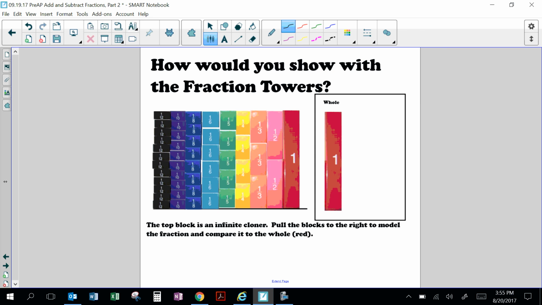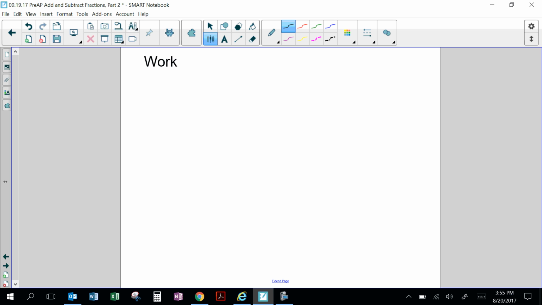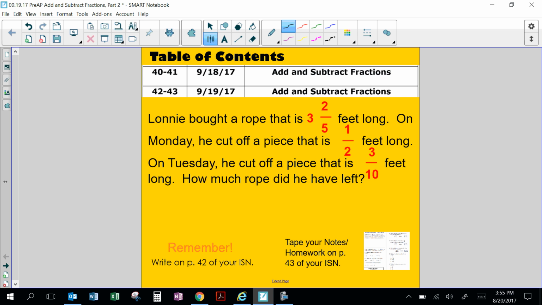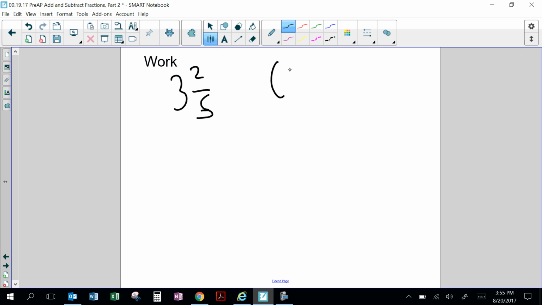So we're starting with 3 2/5 feet. We're going to combine Monday and Tuesday, 1/2 and 3/10. And then once we find the total amount that he cut off for Monday and Tuesday, we're going to take it away from the original amount. So what common denominator do these three fractions share in common? They all share tenths.